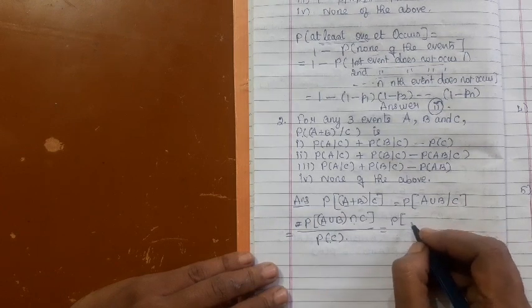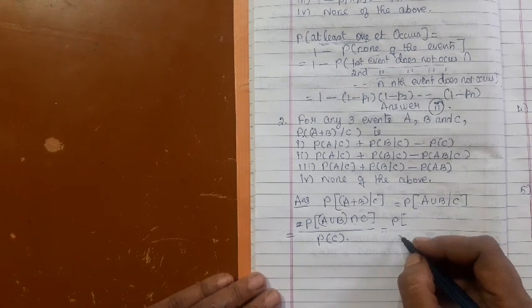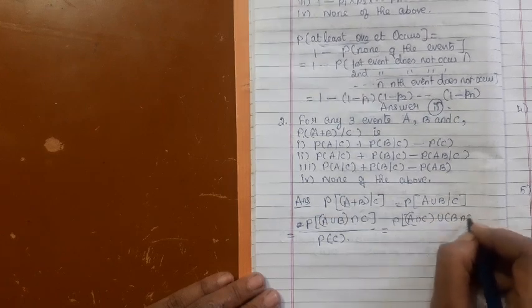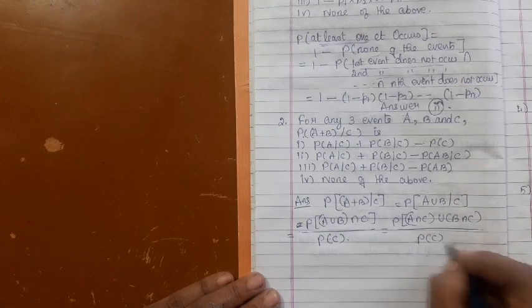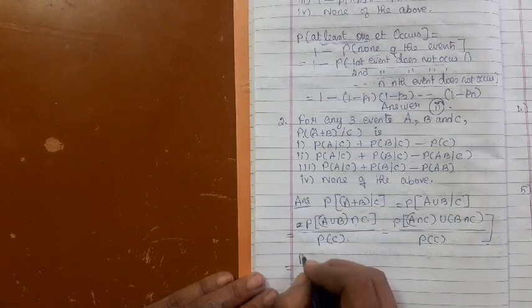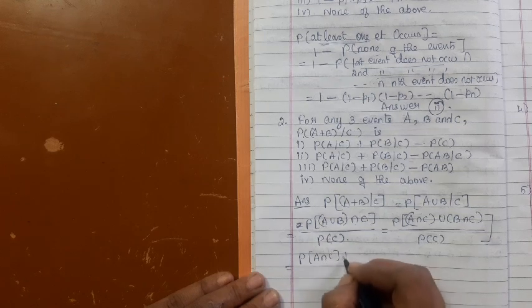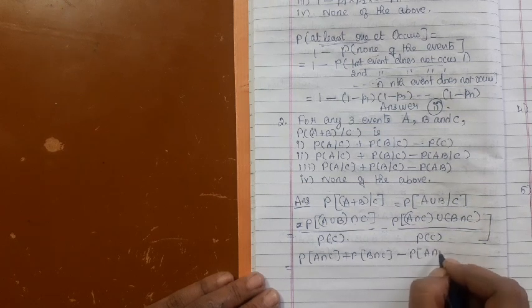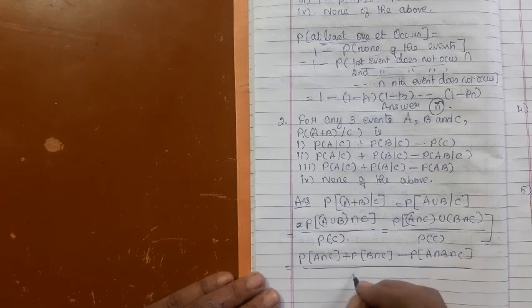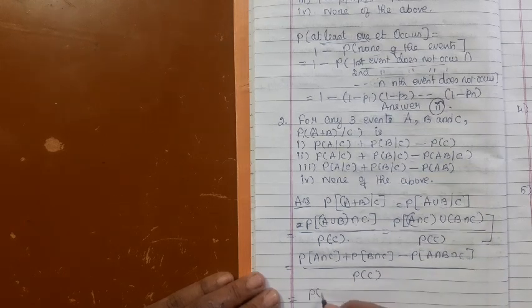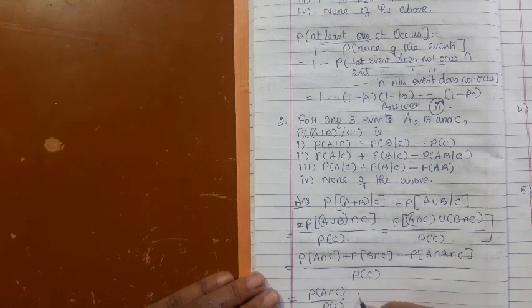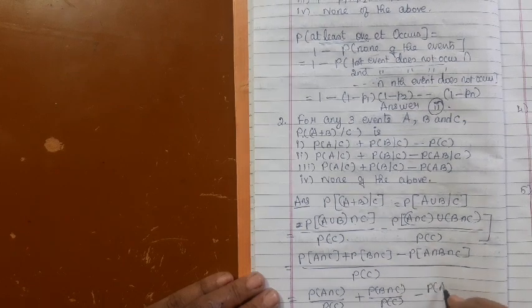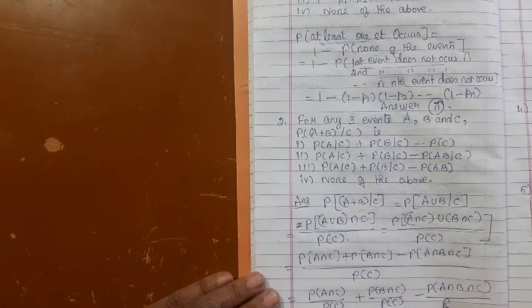So probability of A intersection C union B intersection C divided by probability of C. So that is equal to probability of A intersection C plus probability of B intersection C minus probability of A intersection B intersection C divided by probability of C. So probability of A intersection C divided by probability of C plus probability of B intersection C divided by probability of C minus probability of A intersection B intersection C divided by probability of C.